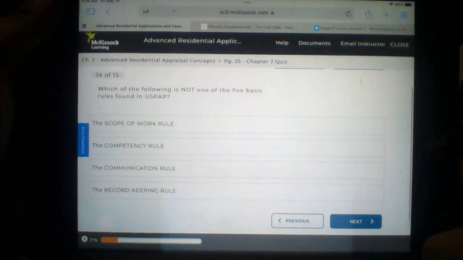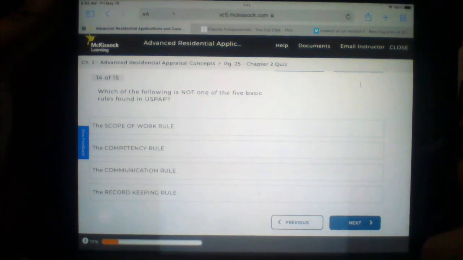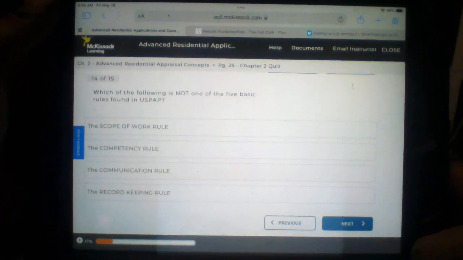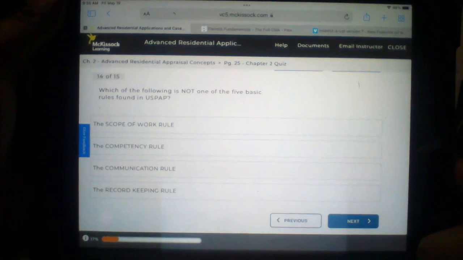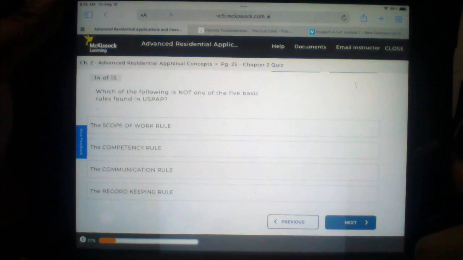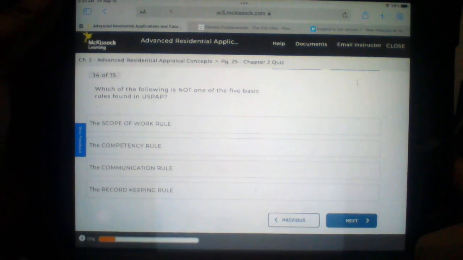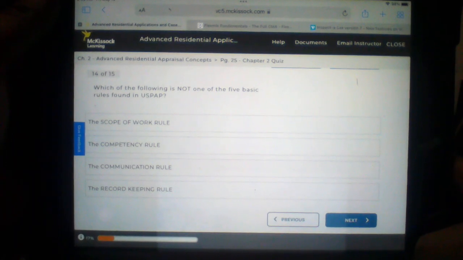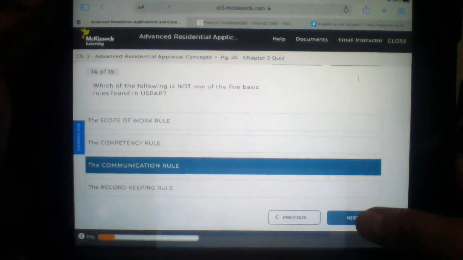Number 14. Which of the following is not one of the 5 basic rules found in USPAP? A, the scope of work rule. B, the competency rule. C, the communication rule. Or D, the record keeping rule. I'm going to go C, the communication rule.